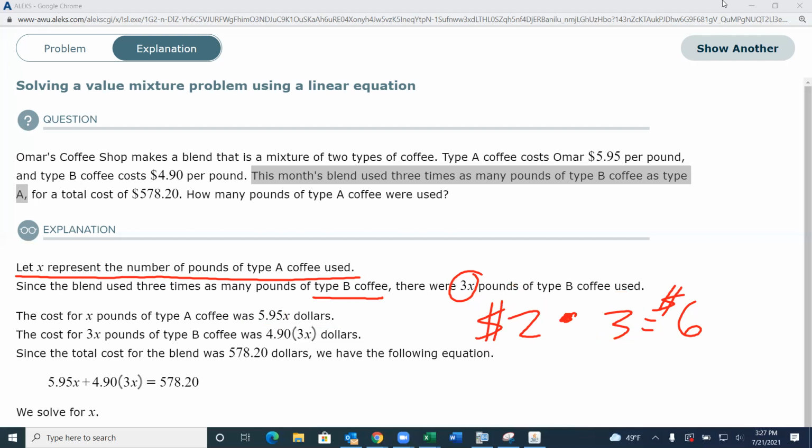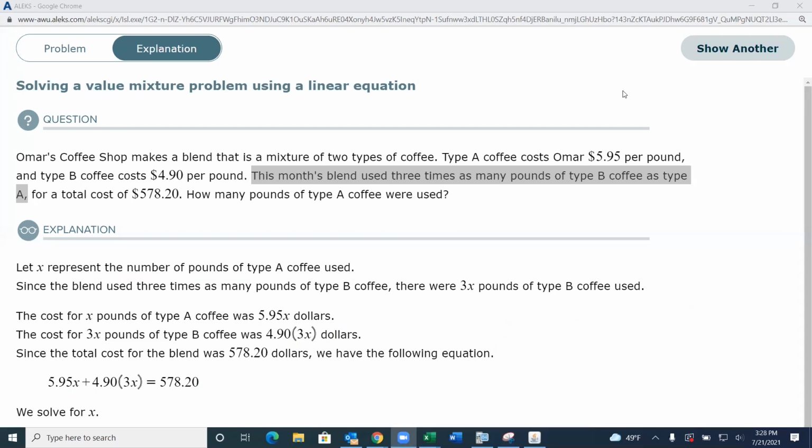And then we do the same thing for coffee B. The price for 1 pound of coffee B multiplied by the number of pounds. So then we say, all right, since that's going to be the total amount that we spend on coffee A, and that's the amount we spend on coffee B, then if we add those together, we get the total amount that we spend on coffee.